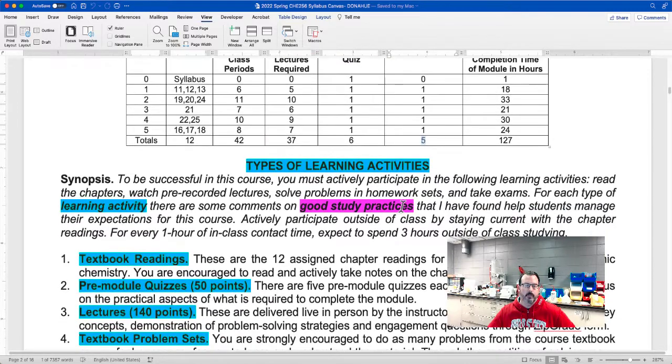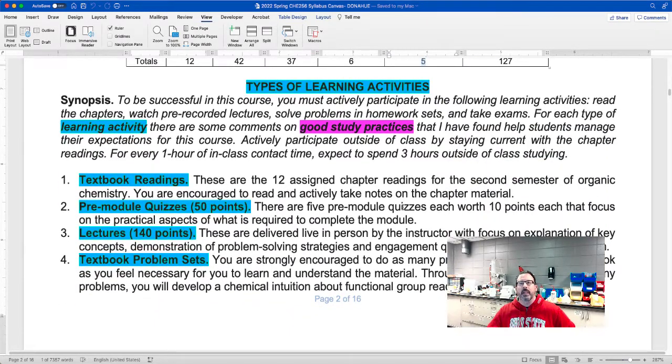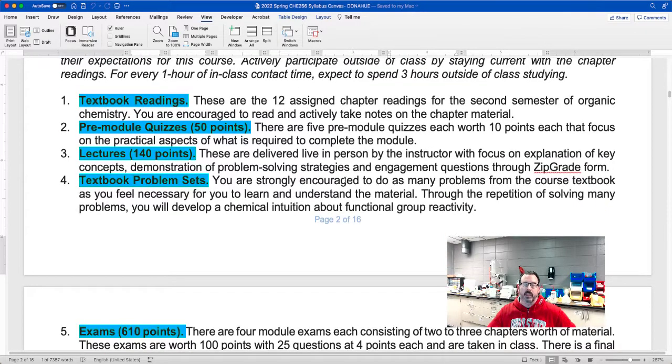So the types of learning activities that you're going to need to do in this class, number 1 is really the textbook readings. You should spend quite a bit of time reading the chapter materials. You're going to take pre-module quizzes in Canvas on the syllabus so that you understand what you're supposed to be doing in each module. Something new this semester, there's going to be assigned attendance points per lecture using a ZipGrade form that will be explained during class.